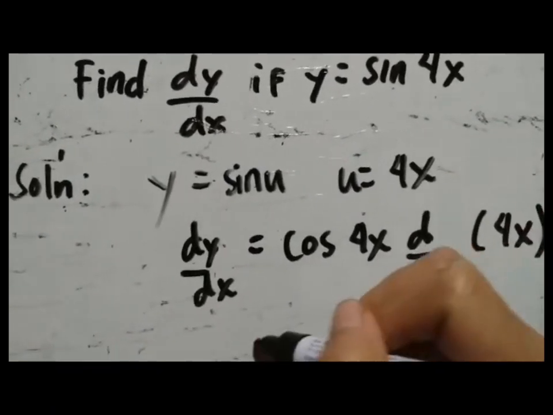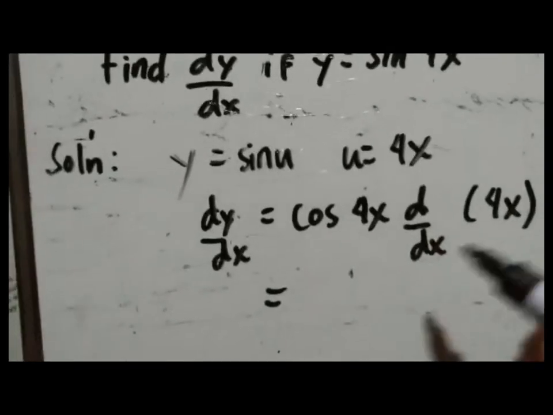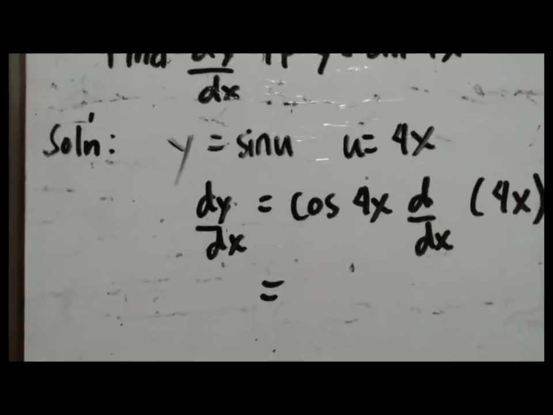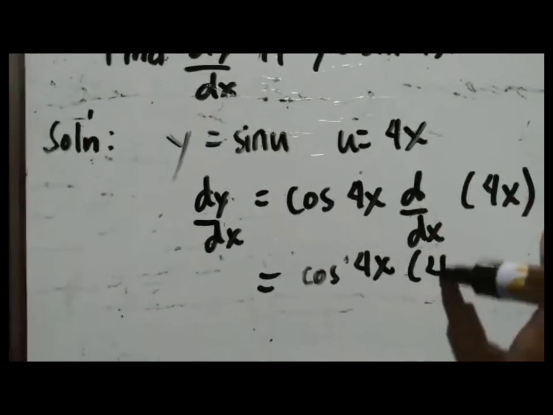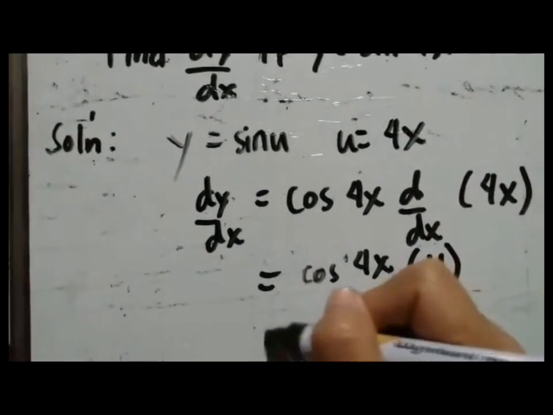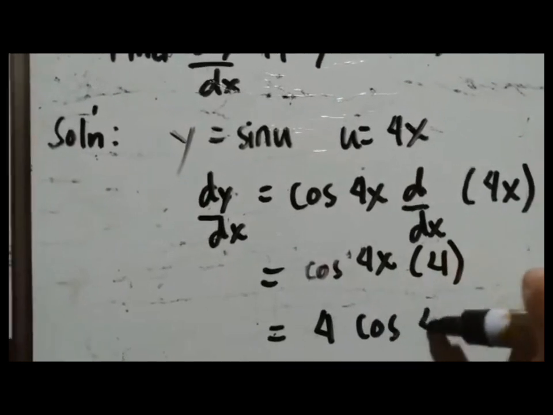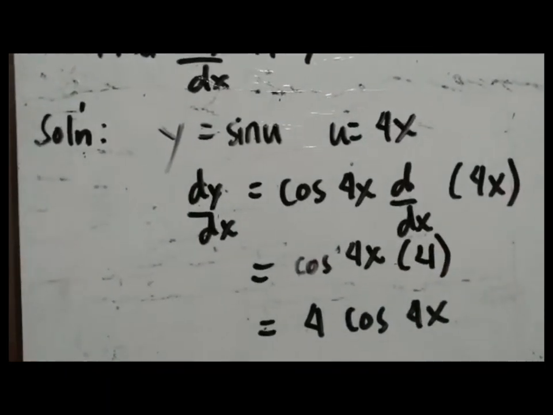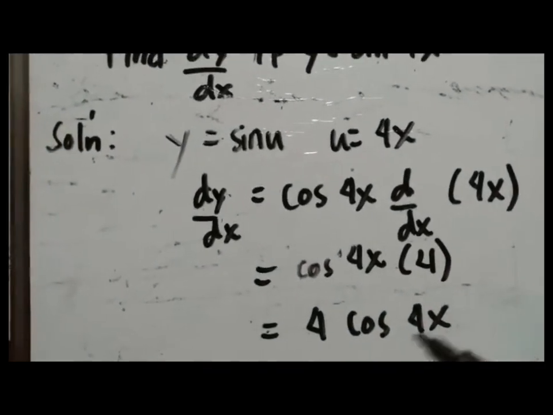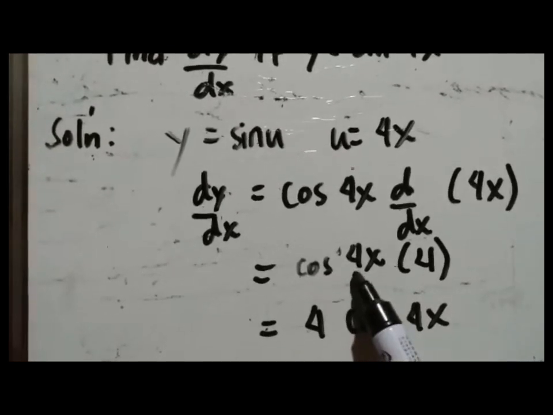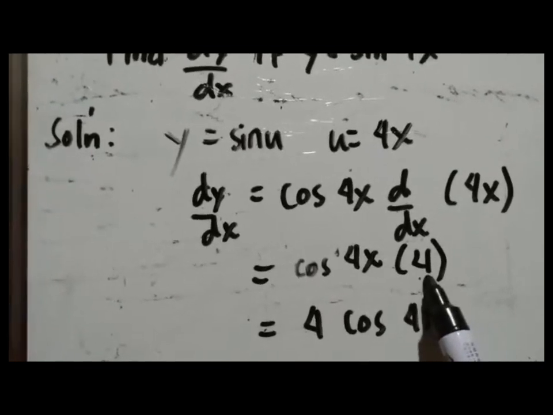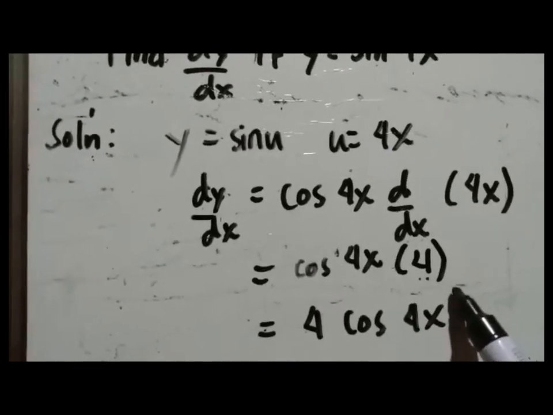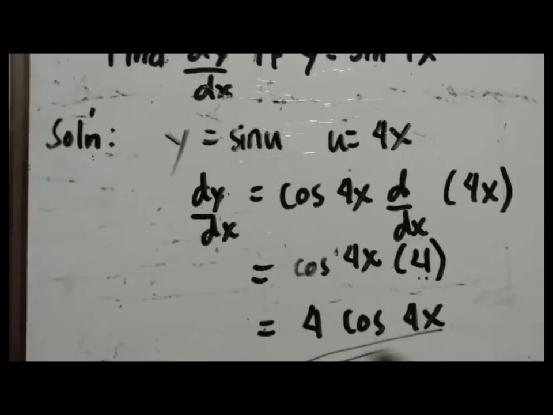So therefore, cosine 4x times 4, so we have 4 cosine 4x. The derivative of 4x is 4, so we multiply that, and we get this result, 4 times cosine 4x. So this will be the answer.